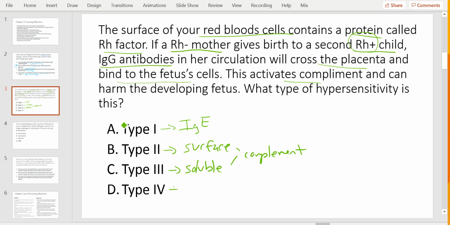And then type 4 is the only one that didn't deal with antibodies. This is mediated by those cytotoxic T cells.